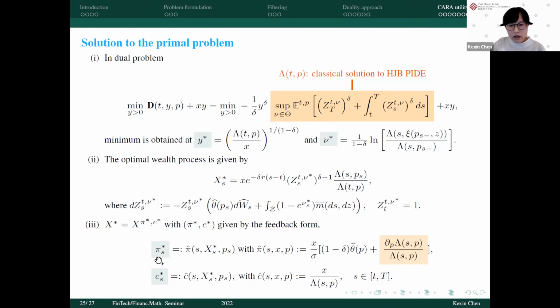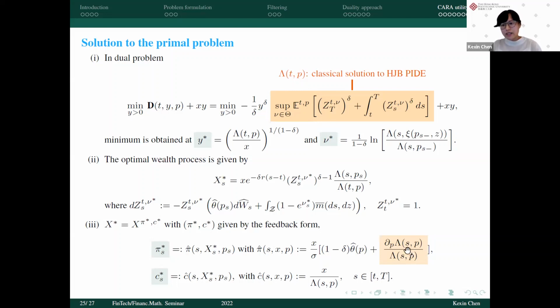And so we can also derive the pi star and C star, that is the optimal consumption investment strategy, using the following feedback form. And we recognize that for the consumption strategy here, the last term, which is partial p lambda over lambda itself, will distinguish it from the full information case, and it also reflects the agent's hedging demand of the risky assets as a vehicle against the unfavorable economic regime shifts.